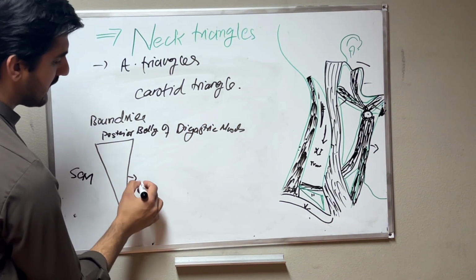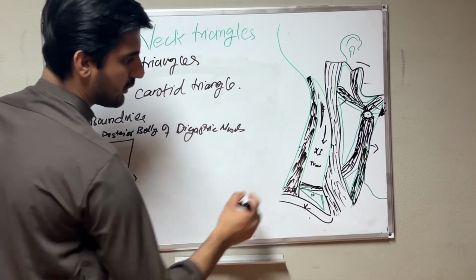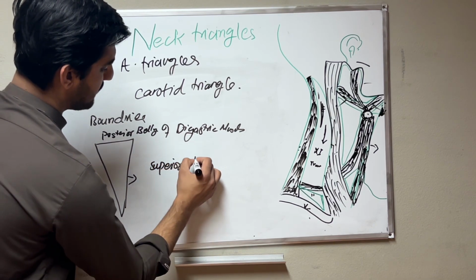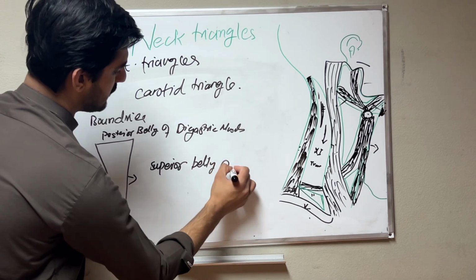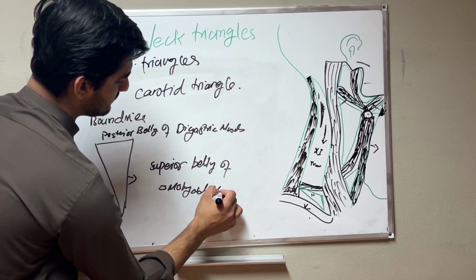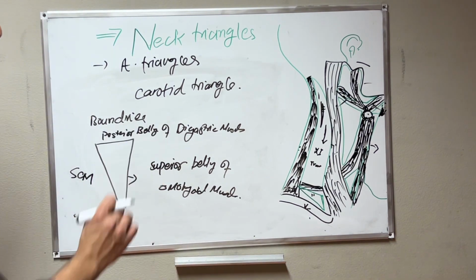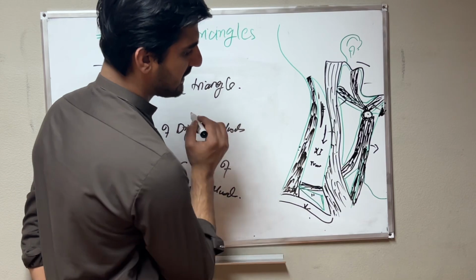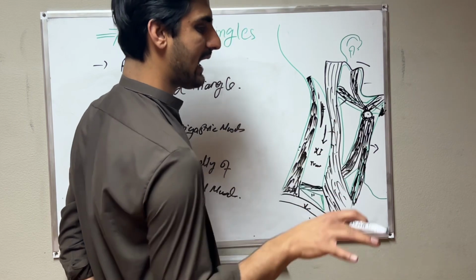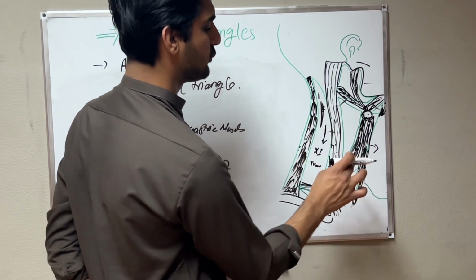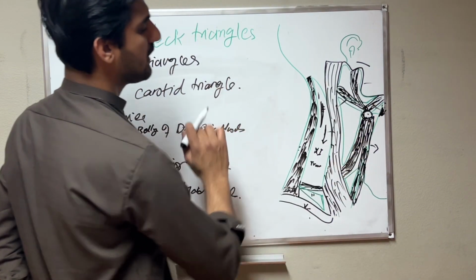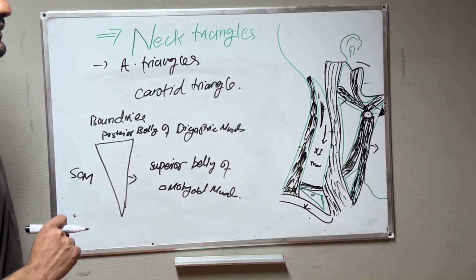And here we have what? The superior belly of the omohyoid muscle. These are the boundaries of the carotid triangle: the sternocleidomastoid muscle, the superior belly of the omohyoid, an infrahyoid muscle. The omohyoid muscle has two bellies, superior belly and inferior belly. Here is the sternocleidomastoid muscle, and here the boundary with the posterior belly of the digastric muscle.